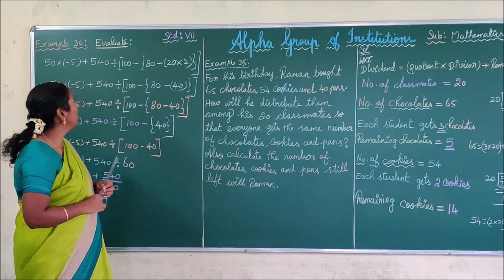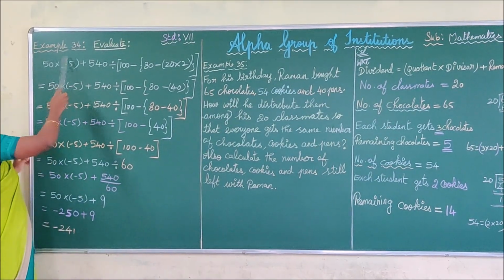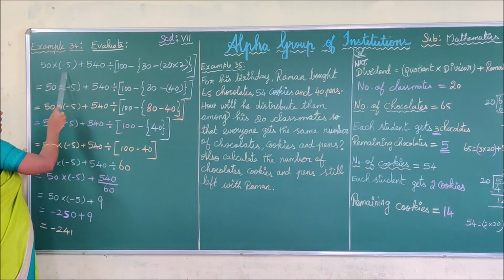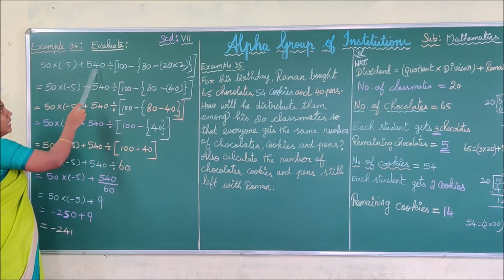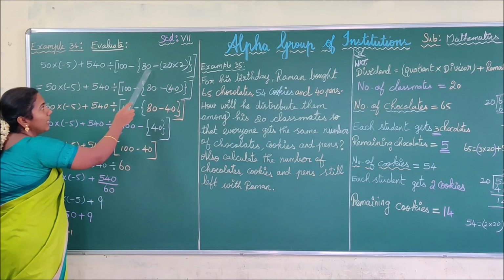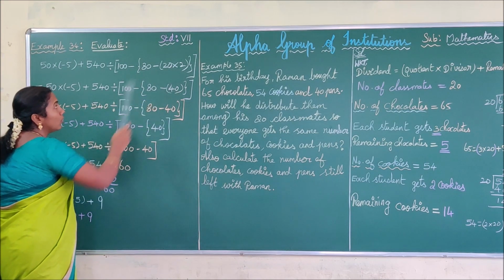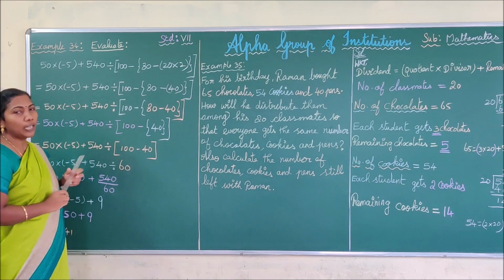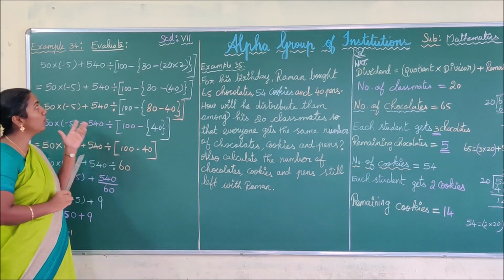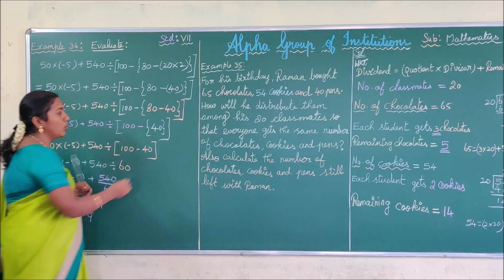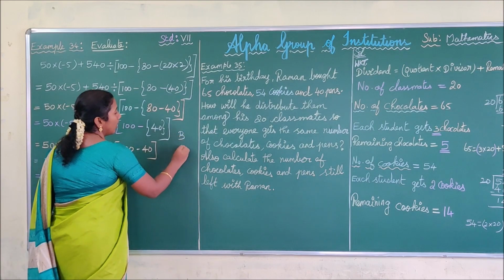Next, children, we are going to see an example sum. Example 34. Read the question. Evaluate 50 into minus 5 plus 540 divided by 100 minus 80 minus 20 into 2. See this sum, children. You have all the types of brackets and all types of operations, so you have to use the BODMAS rule.